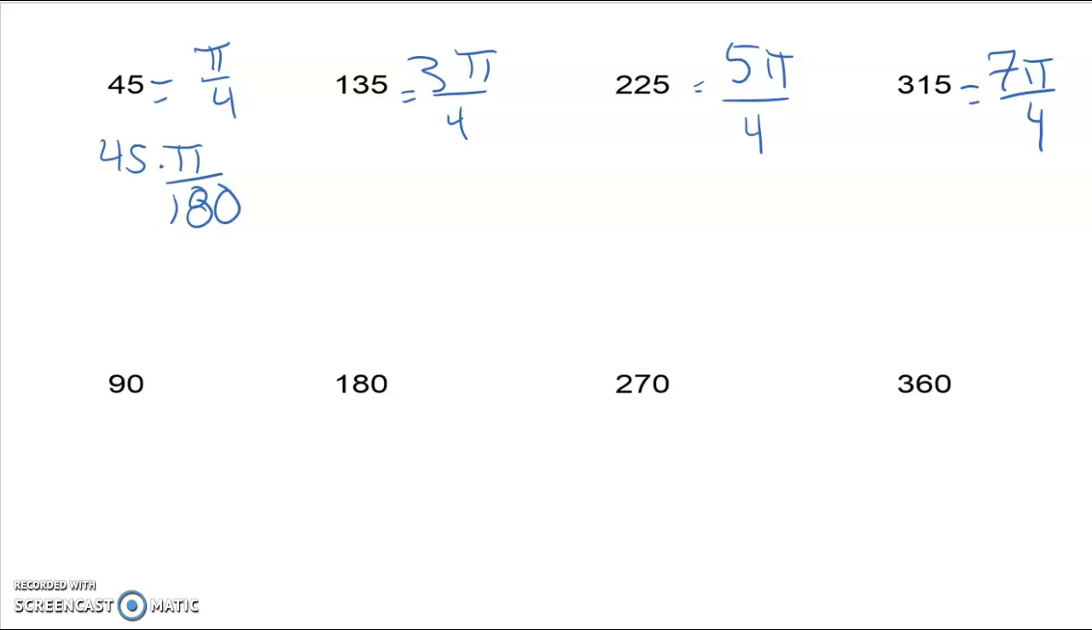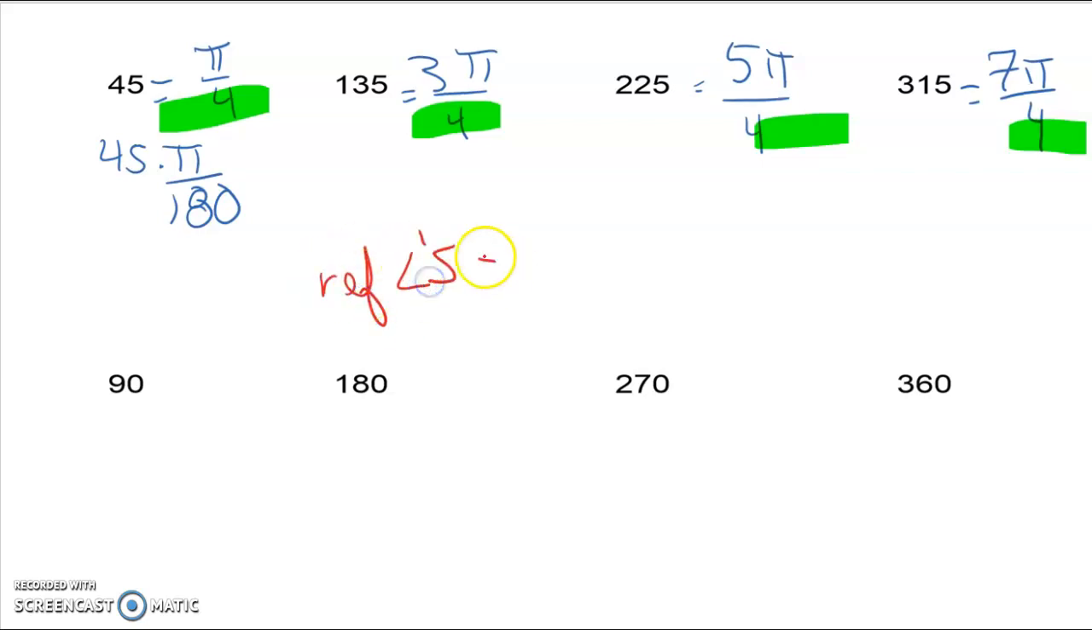Let's take a look at these guys. Look at that. They're all 4s. Reference angles equal to 45 are going to yield n pi over 4 pieces.